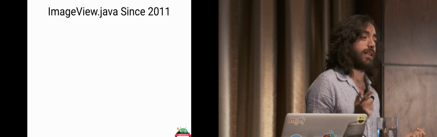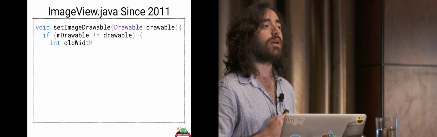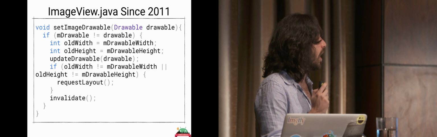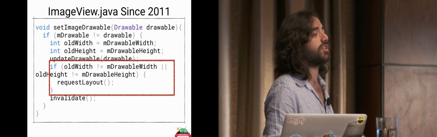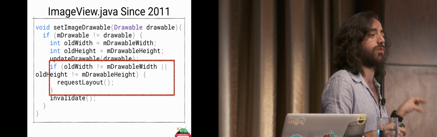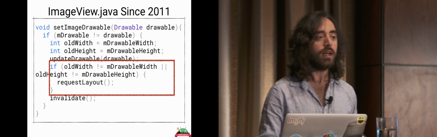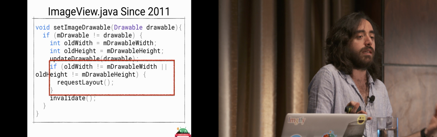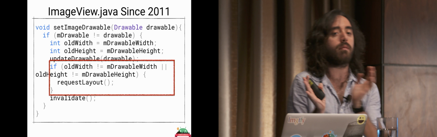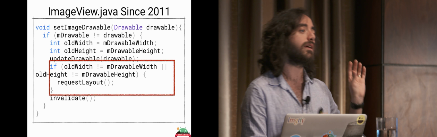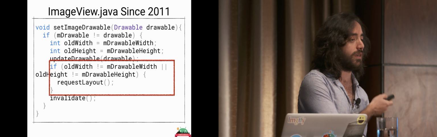The good news is that ImageView, since 2011, I looked at the Git logs, we have changed how it works where when you update the drawable, it actually checks, do I need to resize for this drawable change? If it doesn't need to resize, it doesn't call requestLayout. It only calls invalidate. Then invalidate says, I need to redraw. My position, everything else is all right. I just need to redraw. It's a very cheap operation.